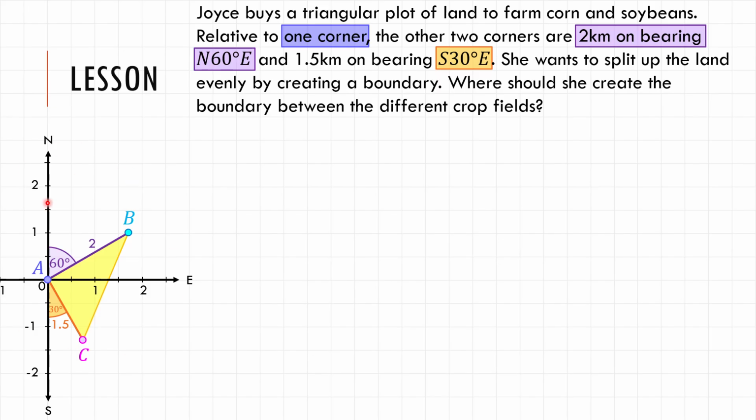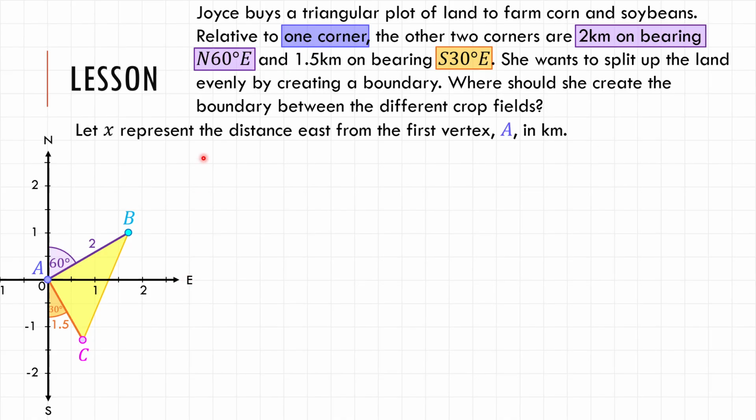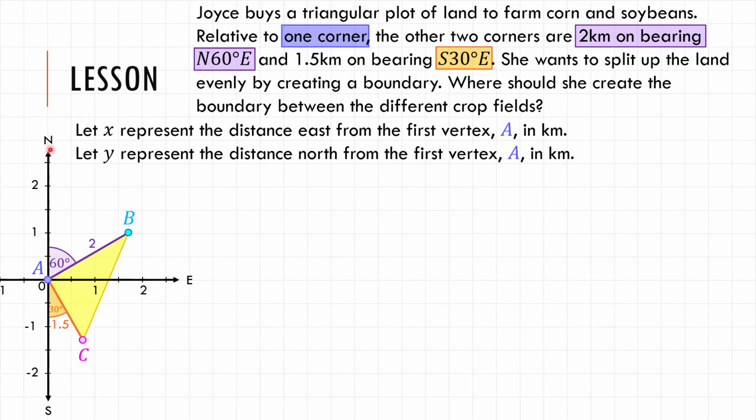So first of all, I've plotted these points on a coordinate grid here, but I haven't really specified what X and Y are. So I'm going to do that now. Whenever you're starting a word problem, it's always a really good idea to define your variables. So I noticed that, as the x-axis increases, we're moving further east. So I'll say, let x represent the distance east from the first vertex, and the unit will be in kilometers. And y will be very similarly the distance north in kilometers from that first vertex.